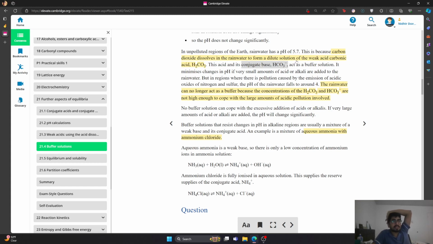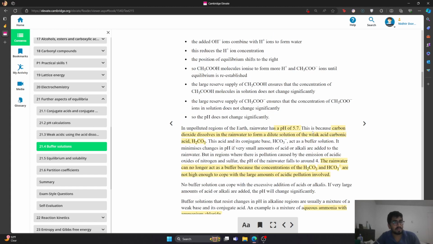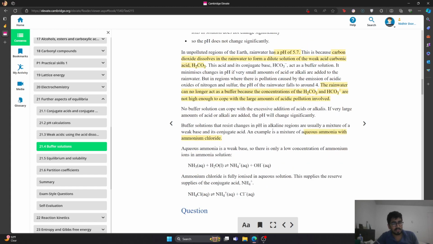This is why rainwater has a constant acidic pH, which doesn't really change much over the years, except when this balance is disturbed, for instance if you send in too much carbon dioxide, which disturbs the pH a little bit. But pure rainwater is in a way a buffer solution. So make sure you understand this as well.